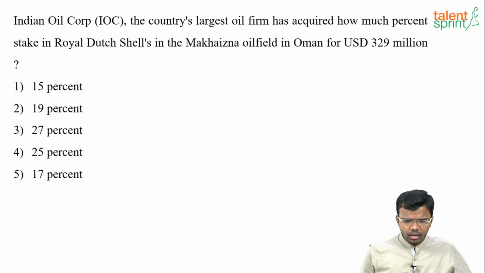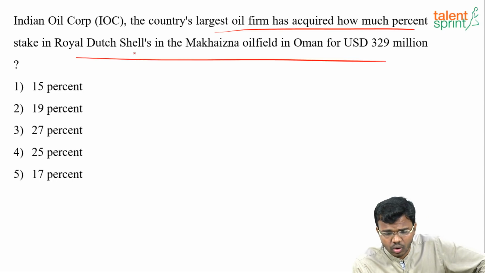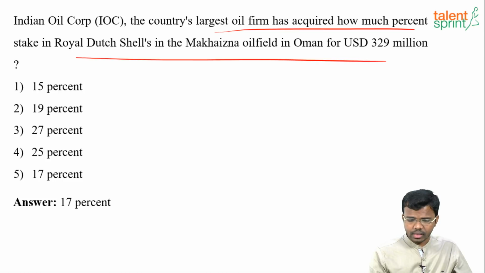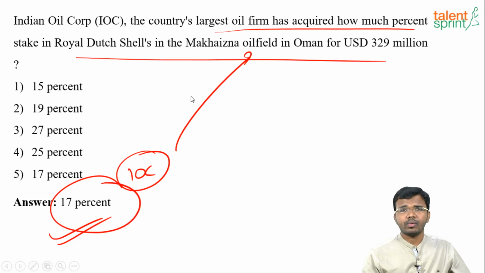Indian Oil Corporation, the country's largest oil firm, has acquired how much percentage stake in Royal Dutch Shell's Makhaizina oil field in Oman for USD 329 million? Yes, it has acquired 17% stake. 17% stake IOC has acquired in this oil field in Oman.